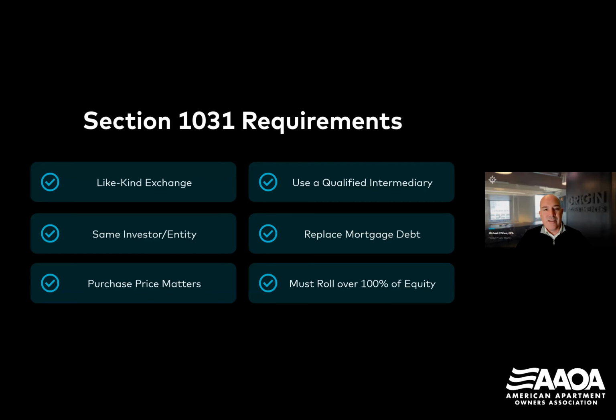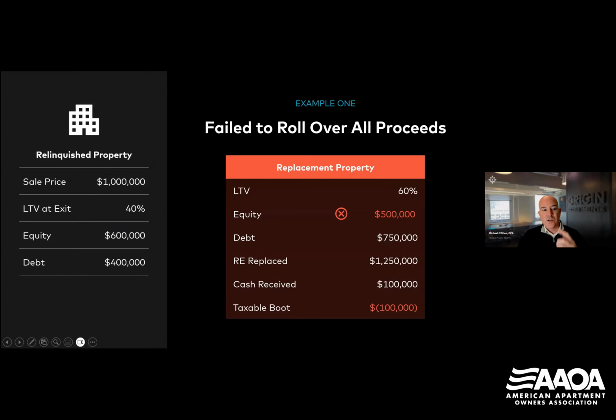Number two, you have to buy the same amount of real estate. So if you sold a $1 million property, you have to buy at least $1 million of replacement property. Sometimes this gets a little confusing and people are not sure how it works, but that's it. You have to roll over all your equity and you have to replace the full value of real estate you sold. If you do those two things, it should be a fully deferred exchange. So here are a couple of examples of how you might screw it up and end up paying taxes, and then we'll talk about how to fix it.